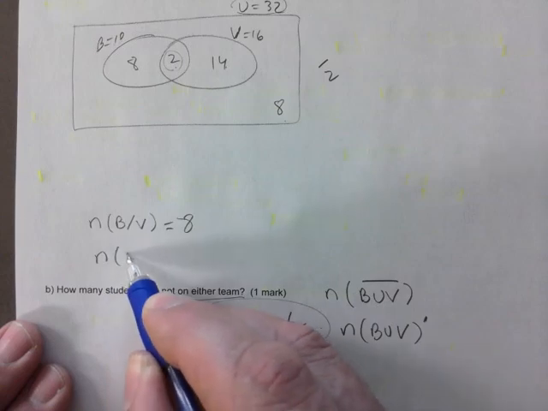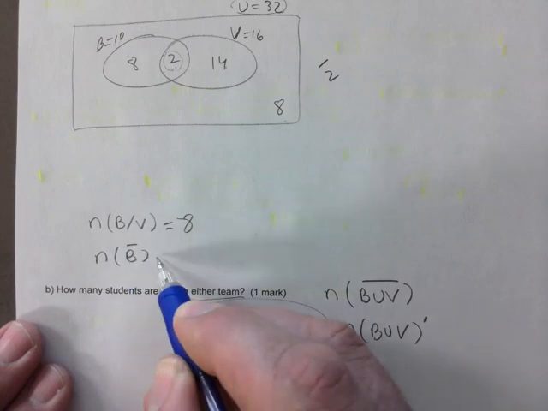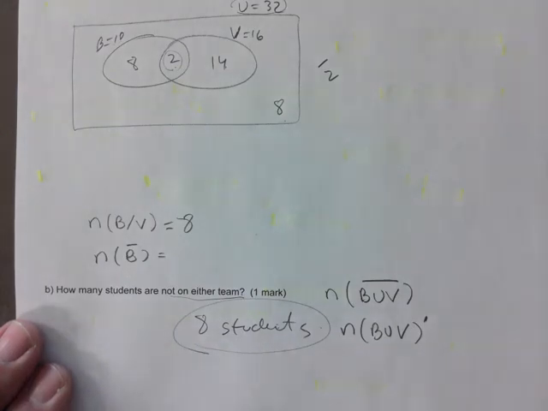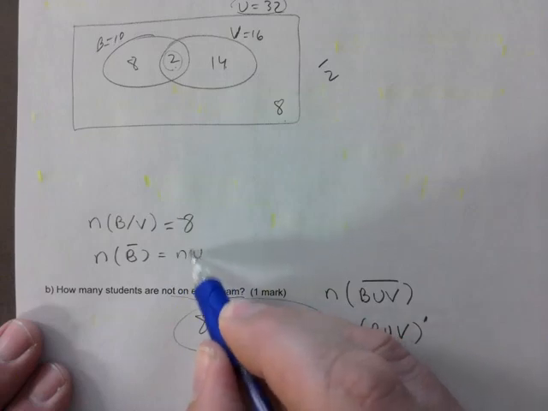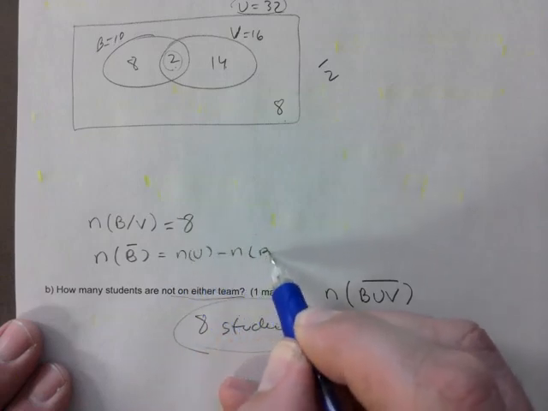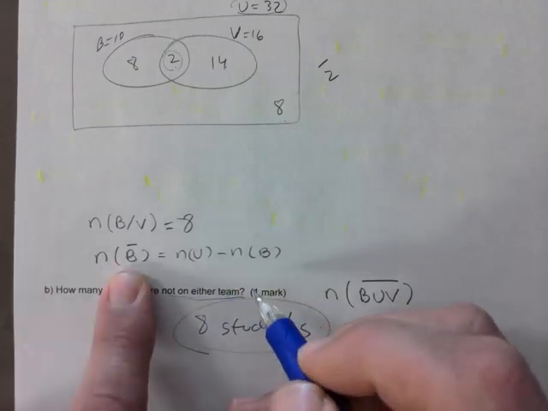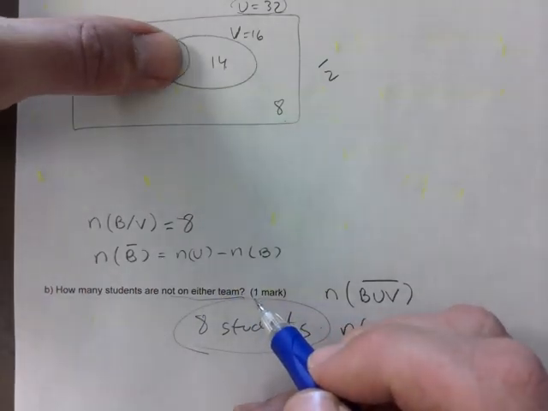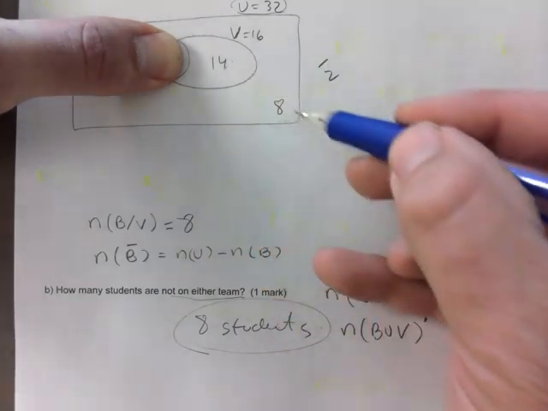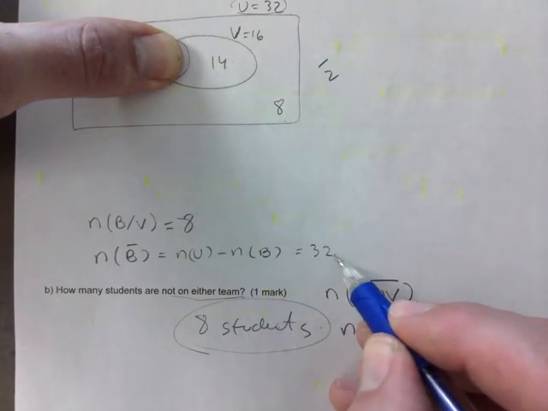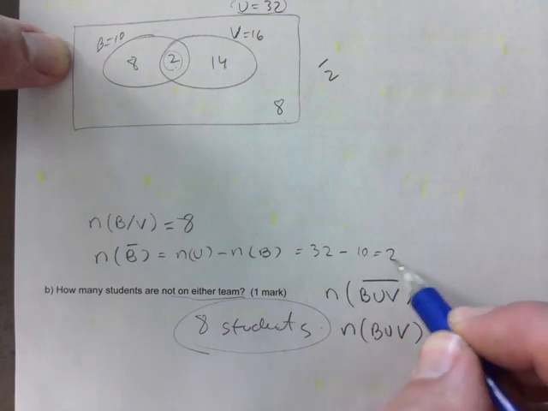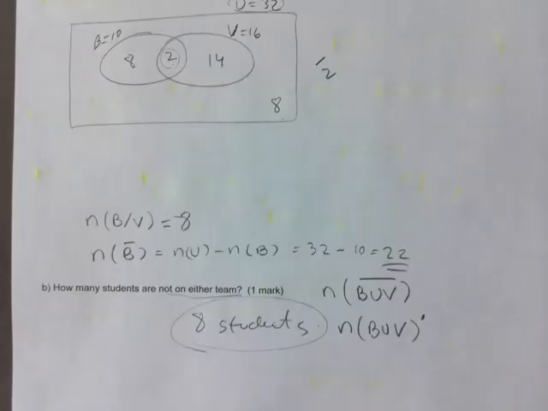What would this number be if I said not B? All the players, all the classmates that are not in basketball. So you go universal minus B. Okay, that's the best way to go about it. So you basically take B away from this, so you're left with 22. So it'd be 32 minus 10, that's 22. Okay, so just a little review here. Thank you.